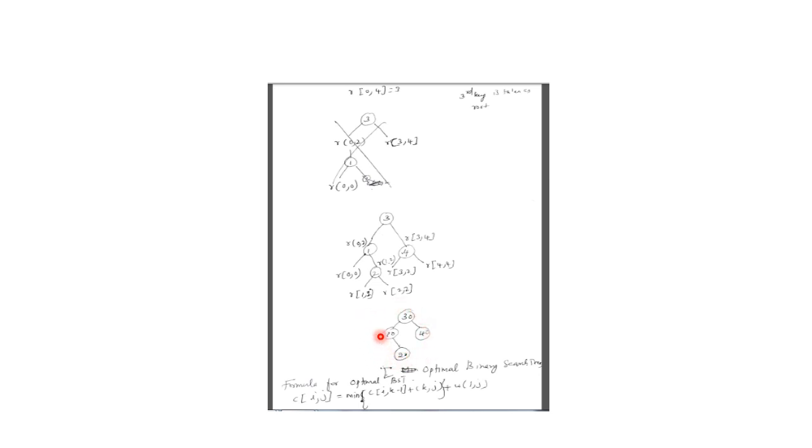So to find the optimal binary search tree, we can use some formulas also. The formula for finding the optimal binary search tree is C of i comma j is equal to minimum of C of i comma k minus 1 plus C of k comma j plus W of i comma j.